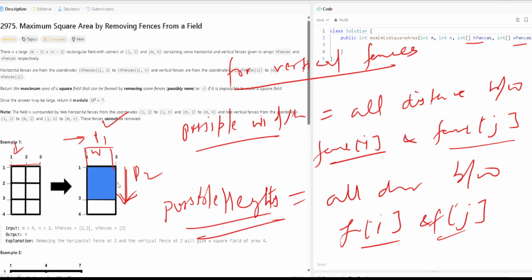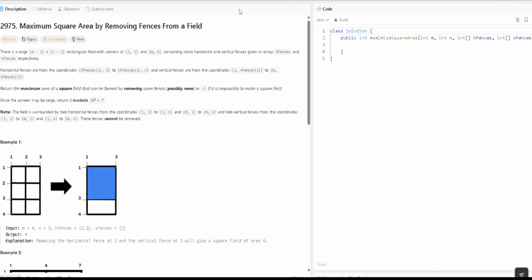So if this width and this gap and this gap are the same, it means we found the square. This is our intuition, you can say, and how we should approach the problem is something we should understand. Now you will say, okay, give me one second. So how do you understand this solution?